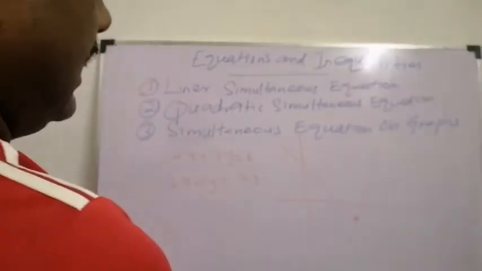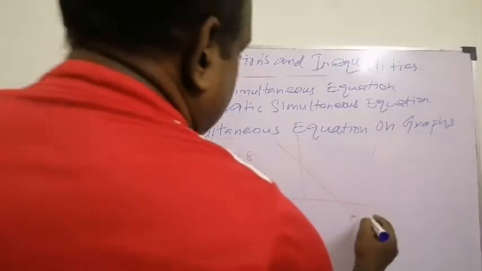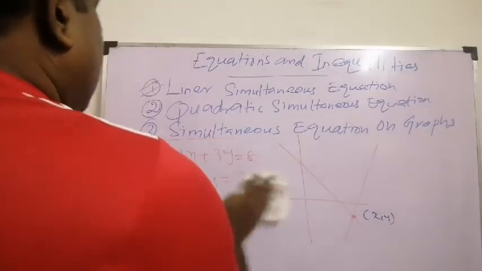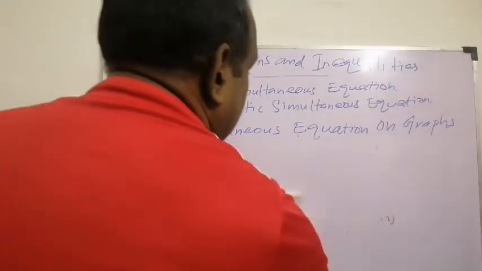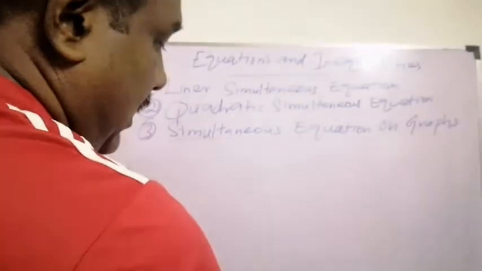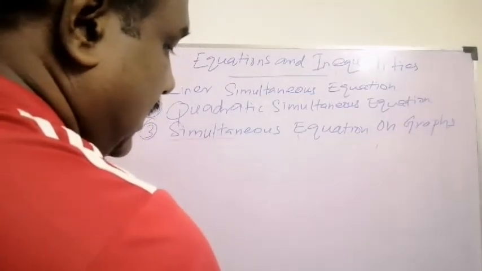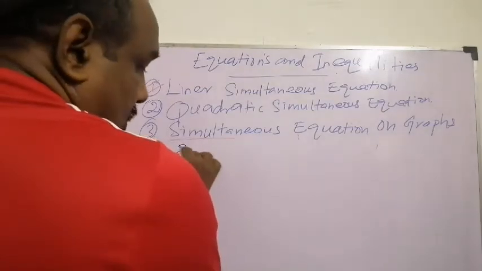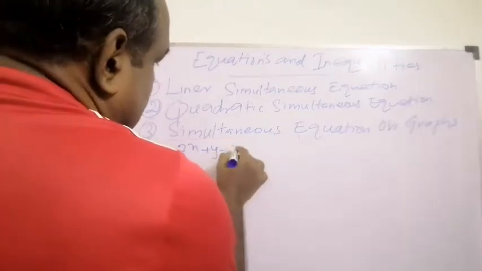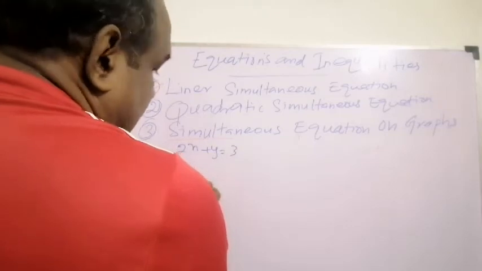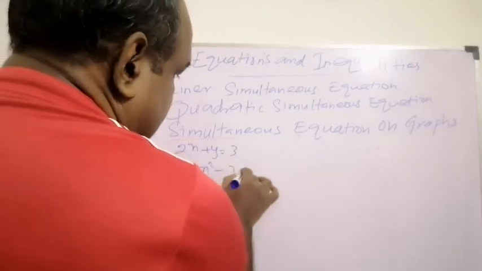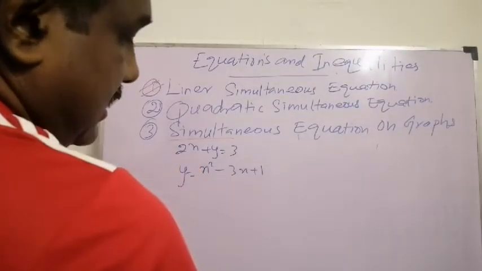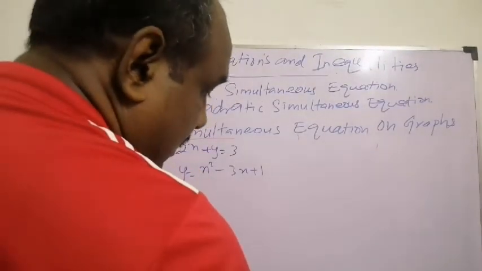You draw the line where they are meeting, that will be the coordinates of x and y. Suppose then we come to quadratic, the same, you have to draw the graph using the simultaneous equations, right? They have given y equals 3 minus 2x, or 2x plus y is equal to 3, and y is equal to x squared minus 3x plus 1. Then you have to find the solution for this.